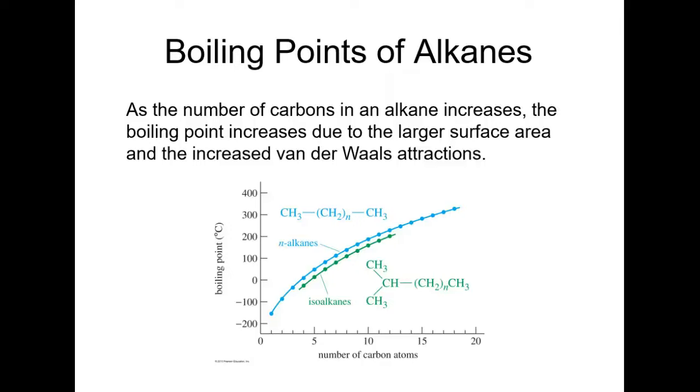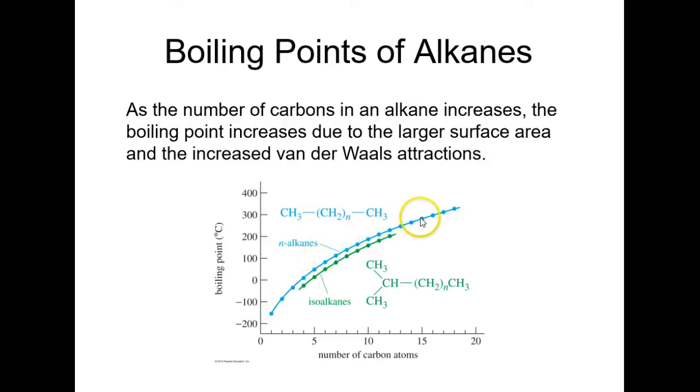All right, so the boiling points of alkanes increase as the number of carbons increases because of the increasing amount of surface area and the increased amount of van der Waals attractions. We've talked about this in the last chapter. But you can see here, these are straight chains. The blue line is based on straight chains.